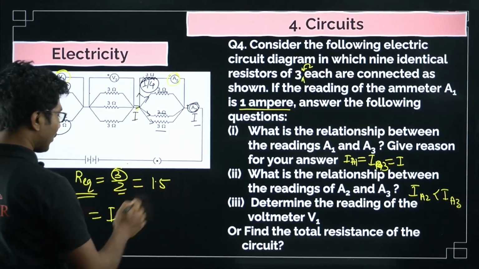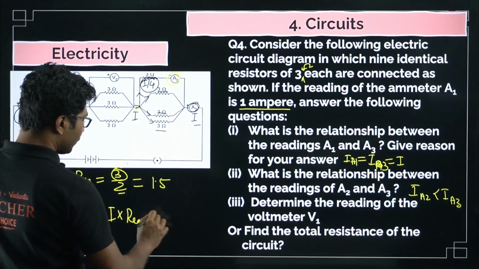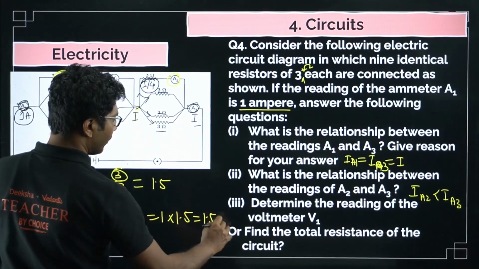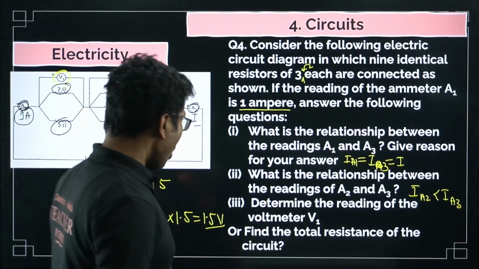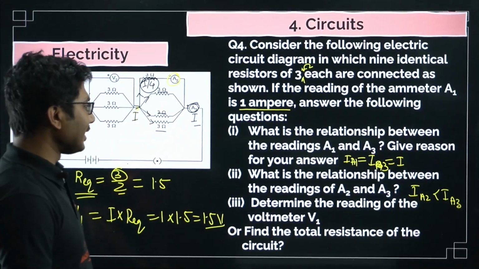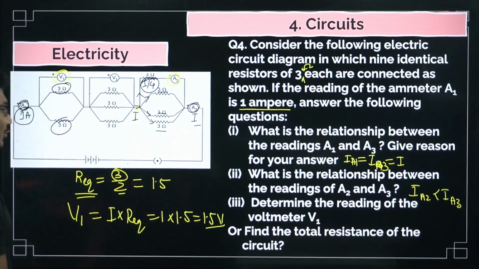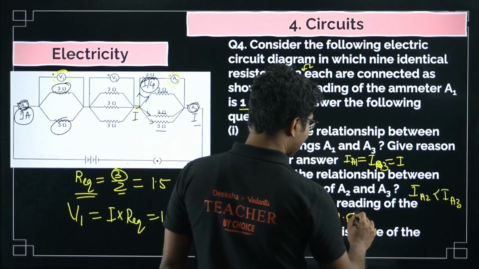So R equivalent is 1.5 and current is 1 ampere. So you just put the values 1.5, so it will be 1.5 volt. This is the voltage. Okay. Now there is another question: find the total resistance of the circuit. Now if you want to do that, you can do that, not super difficult.